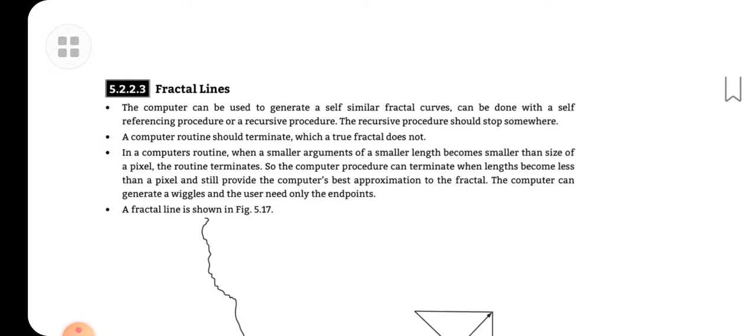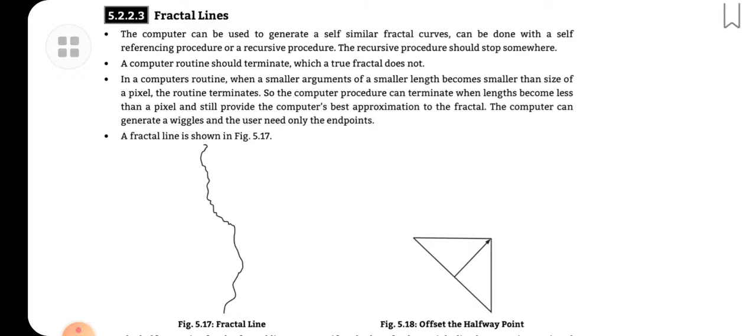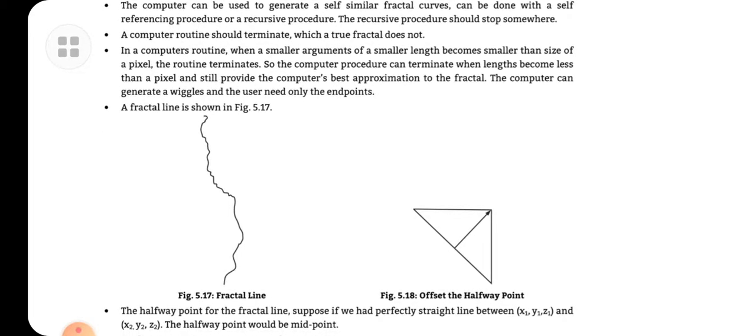In a computer routine, when the length of a smaller segment becomes smaller than the size of a pixel, the routine terminates. So the computer procedure can terminate when a length becomes less than a pixel and still provide the computer's best approximation to the fractal. The computer can generate wrinkles, and the user need only supply the endpoints. The fractal line is shown in figure 5.17.